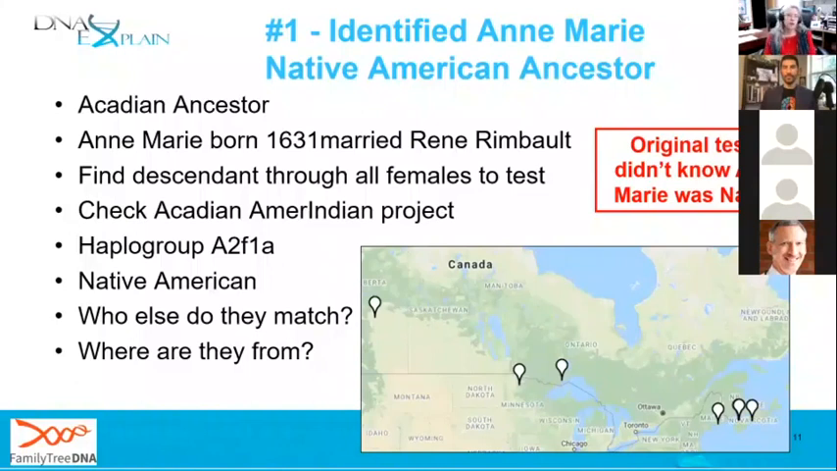So I looked in the Acadian Amerindian Project. I'm one of the administrators. And so I looked at the matches for where else A2F1A was found. And this is where other people who matched and were of that haplogroup were found in the project. So we can see there are several in Nova Scotia and Maine, and then on to the west. And some of the work that we're doing with the Million Mito Project will expand on this.